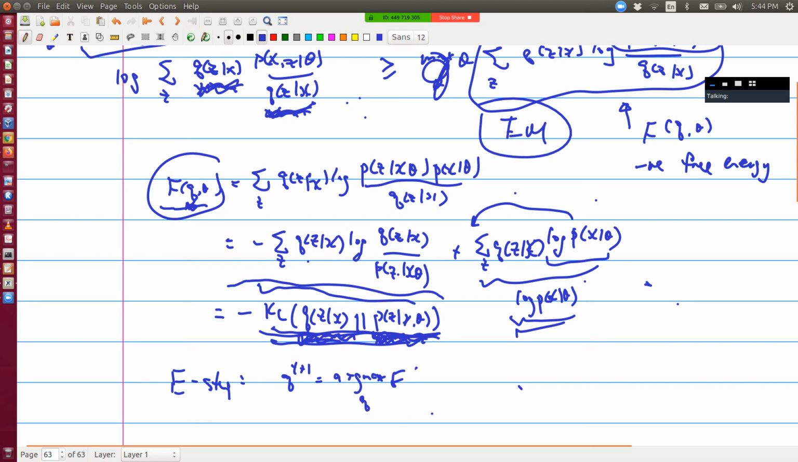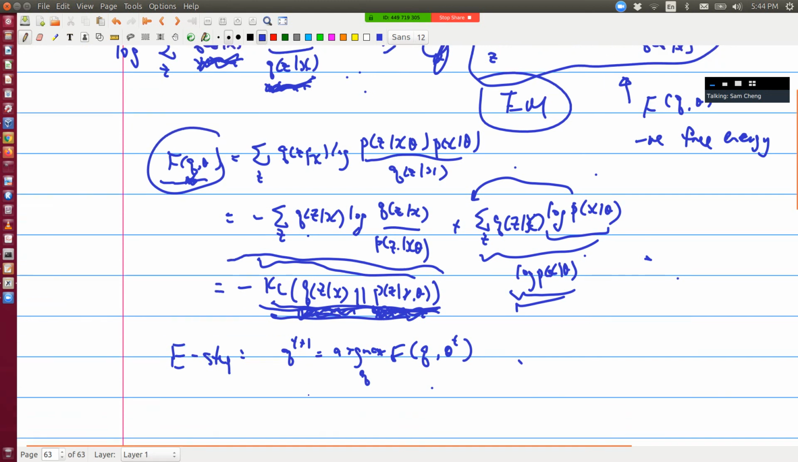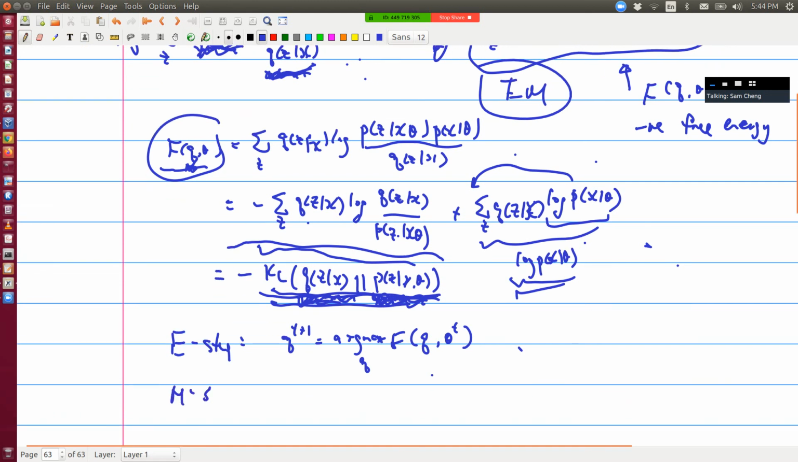Maximize Q first, with theta fixed. Basically, in this step you're trying to find the best membership, in the Gaussian mixture case. And then for the M step, you're trying to find the mean and variance, basically. So that's the general EM algorithm.